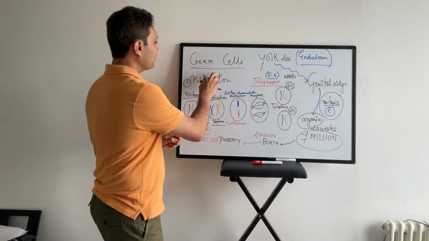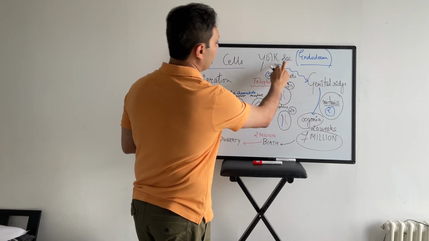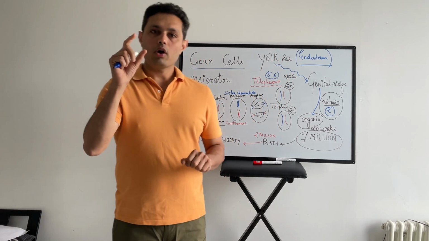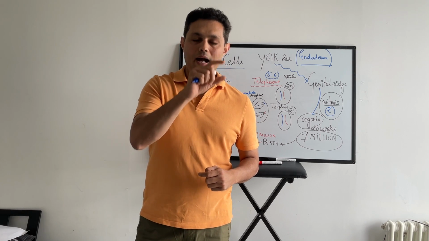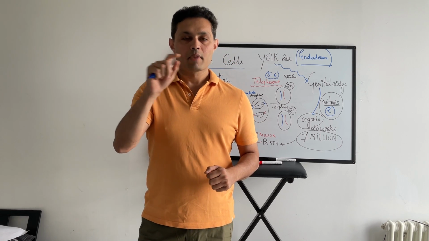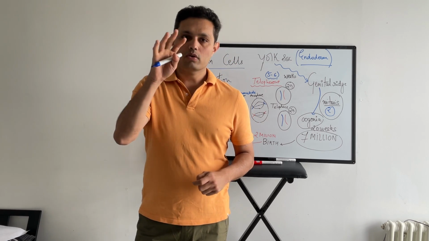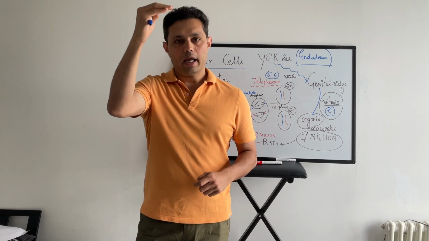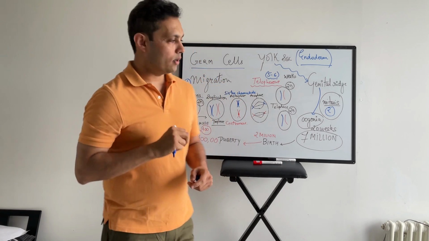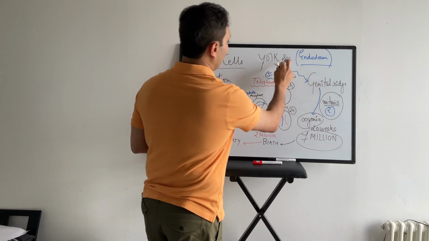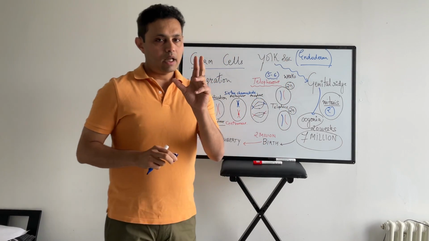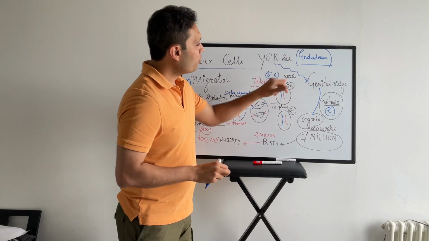So germ cells, they arise from the endoderm of the yolk sac. As we all know, initially the embryo, if we go back, it is a bilaminar disc, and later on it changes into a trilaminar with three layers: ectoderm, mesoderm, and endoderm. So the germ cells, they arise from endoderm of yolk sac. So they migrate roughly at around 5 to 6 weeks.